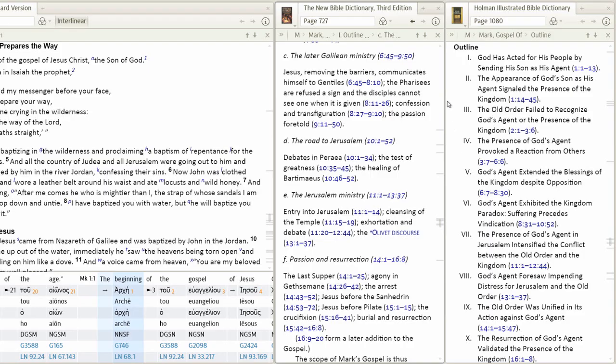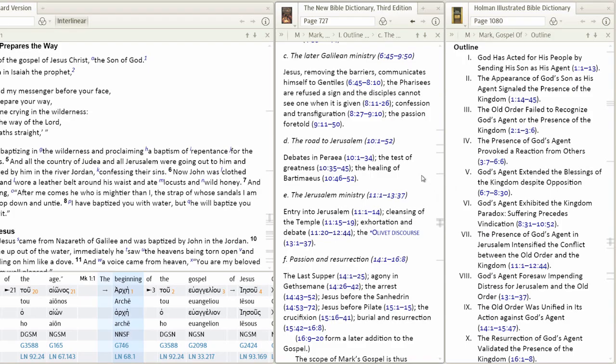Notice how different the outline is here in the Holman Illustrated Bible Dictionary. It's categorized or outlined based on the actions of what it says is God's agent. So the Son as God's agent, the presence of God's agent, extended the blessing of the kingdom, God's agent exhibited the kingdom paradox. And I'm showing you these two different outlines to encourage you that as you study, you want to consult different tools because they might have a different approach to the same book in a way that complements each other.